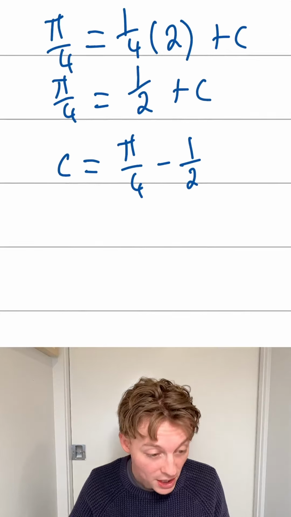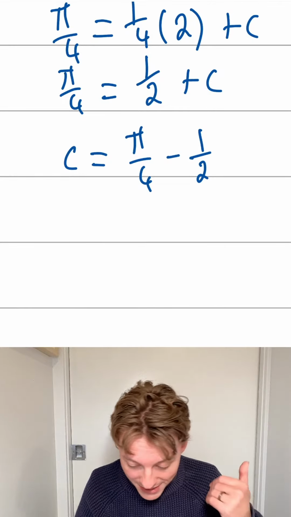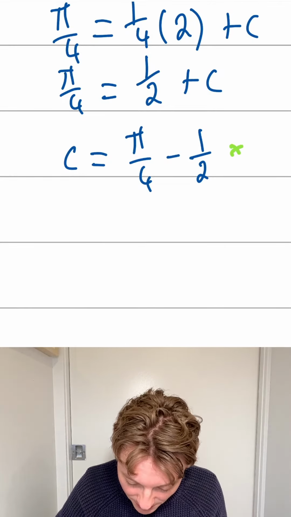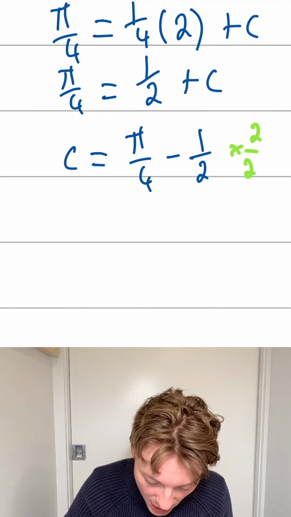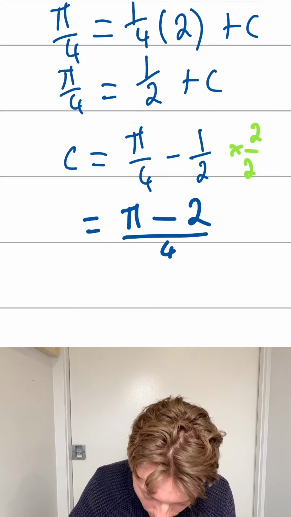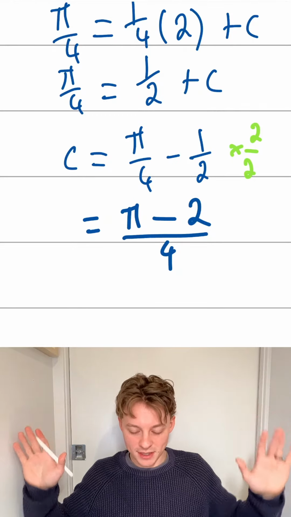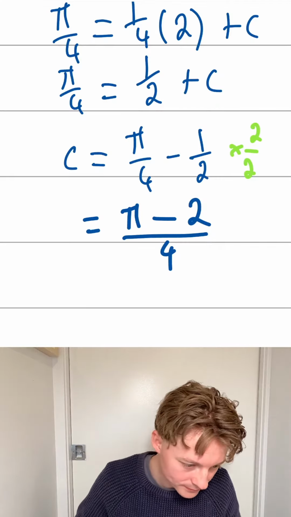Okay, so I've got this part. C equals pi on 4 minus a half. I want to make everything over a common denominator. I'm simply multiplying top and bottom by 2. I wind up with c is equal to pi minus 2 all over 4. Common denominator. I'm a math teacher, so we love doing things like this. I've got my c value.